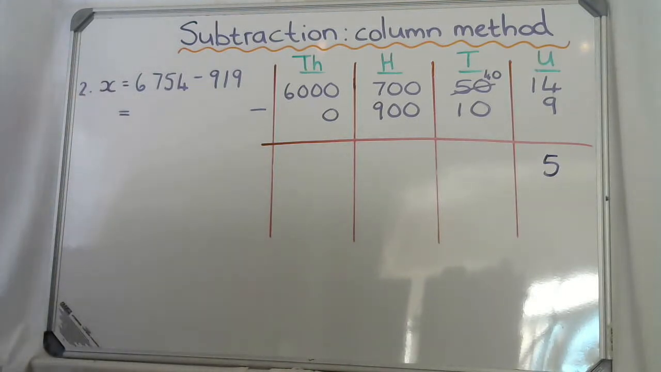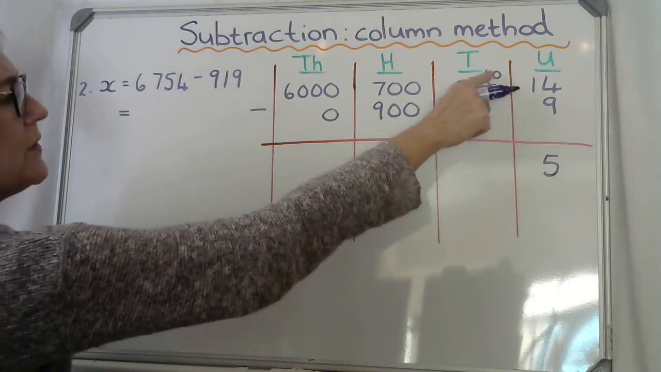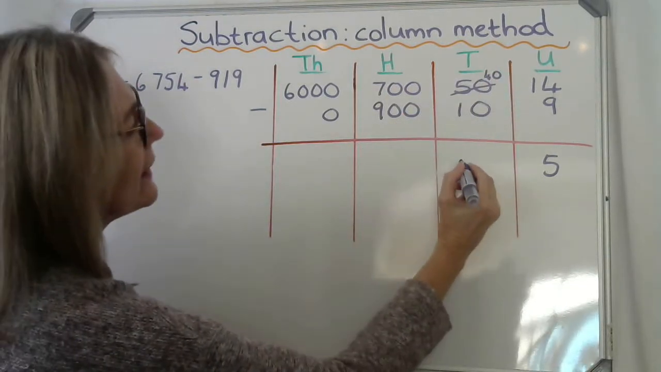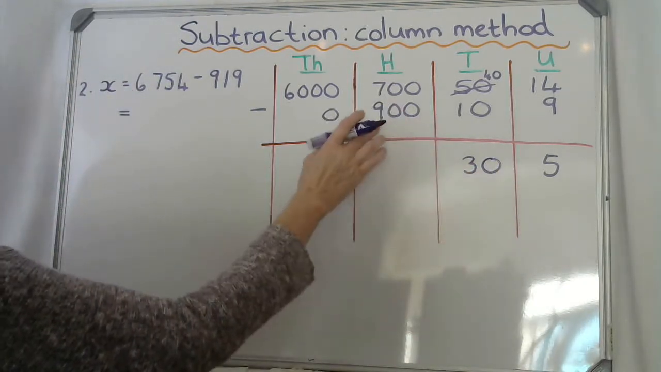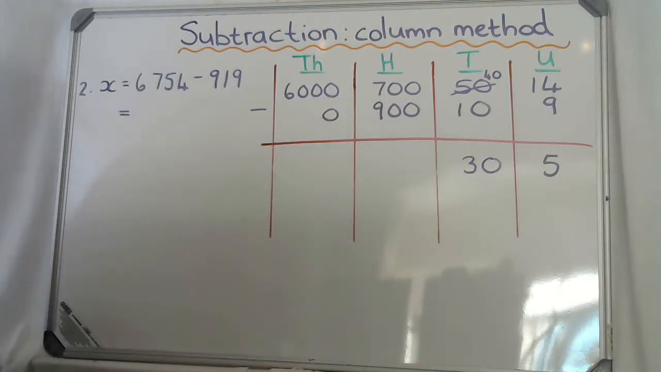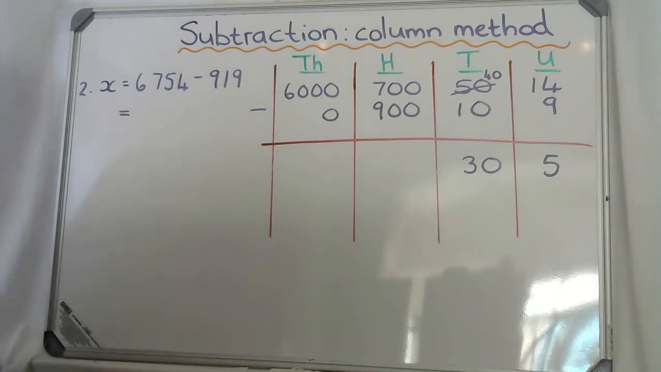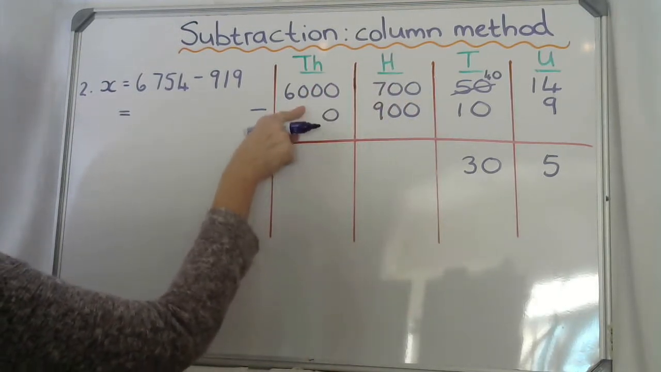Good. Now we go to the tens and we check, can we do this? 40 minus 10, easy peasy, and that's 30. Good. And now we go to our hundreds. Oh dear, what do we see? Yes, we see again that we have a smaller number on top. So what do we need to do? Go to our friendly neighbor and borrow.